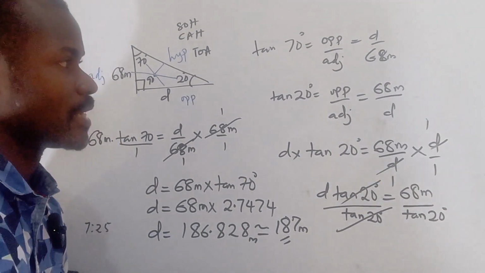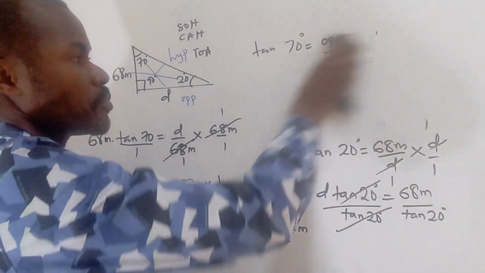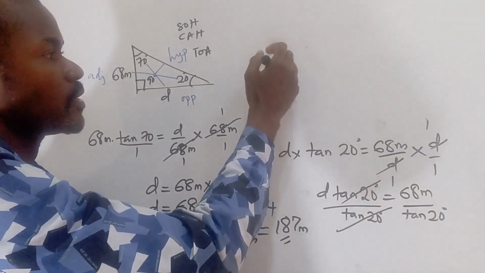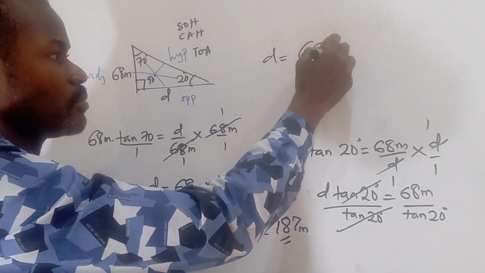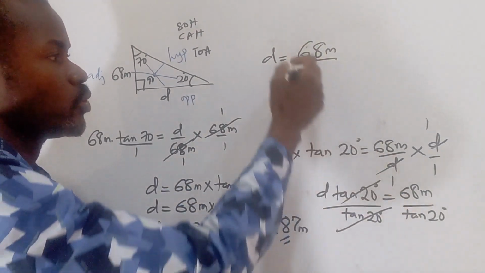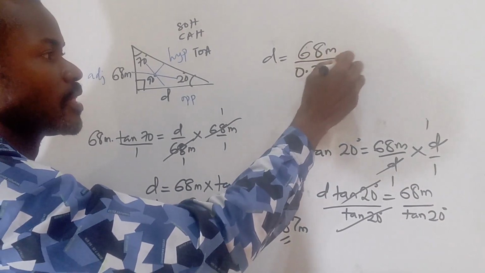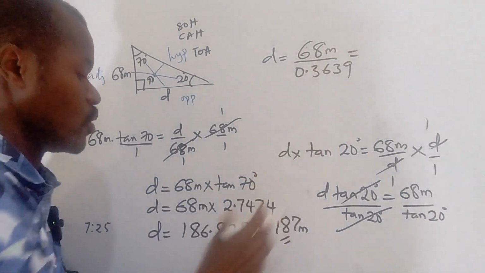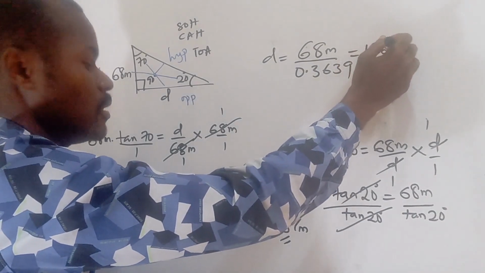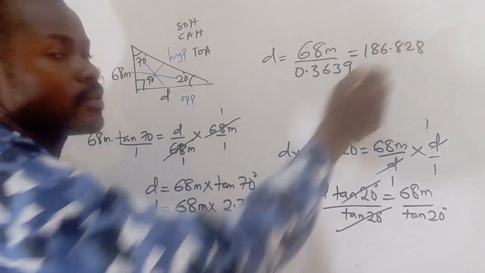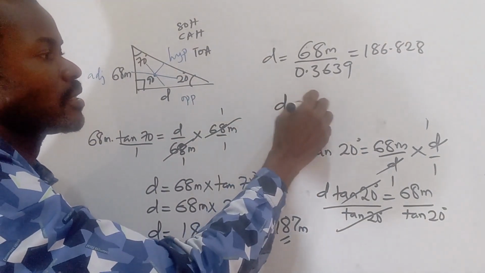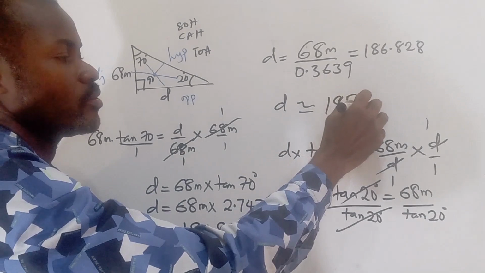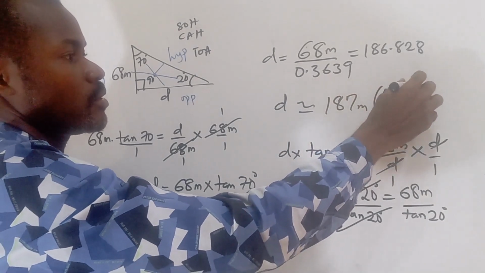From that, let's see what we have. Using our calculator, tan 20 is about 0.3639. So D is going to be 68 meters divided by tan 20. If you push your calculator, this should give you about 186.828, which is what we have here. So the ground distance, to the nearest meter, is 187 meters.